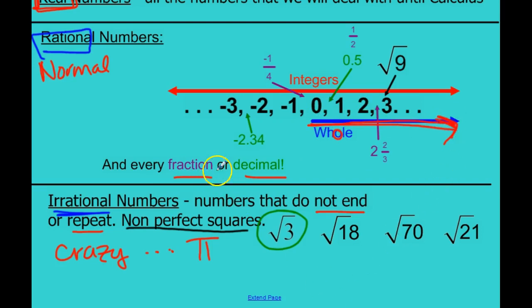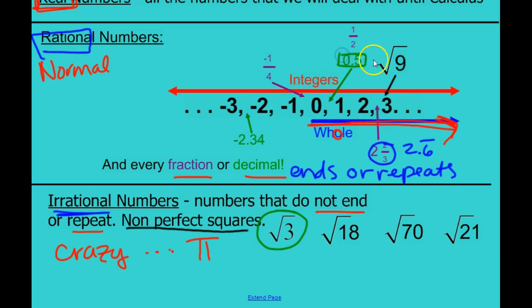And then any fraction or decimal that ends or repeats. So 2 and 2 thirds, if I plug that in my calculator, that would give me 2.666 and on, it would be 2.6 repeating. Or like this, 0.5, it ends. Negative 2.34, it ends. There's no numbers after it. There's no dot, dot, dot after it. That would mean it goes on and on.